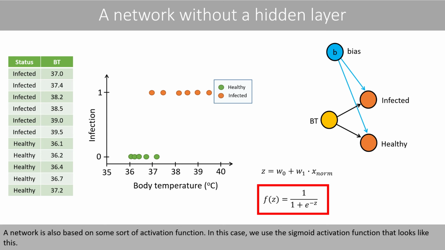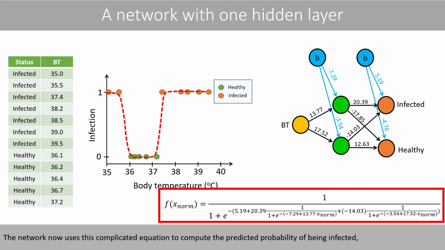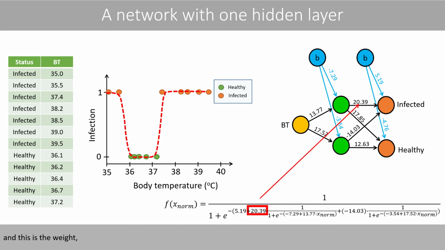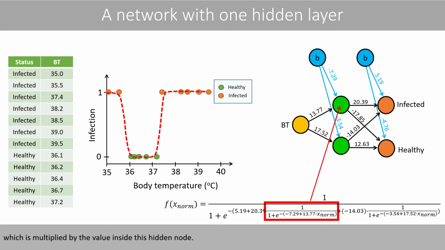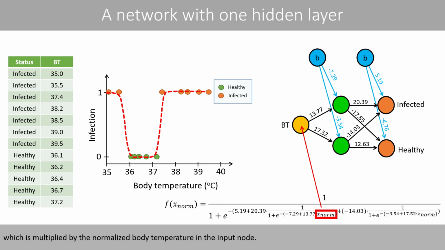If we add a hidden layer with two hidden nodes and train the network based on this data, we might obtain the following weights. The network now uses this complicated equation to compute the predicted probability of being infected, where this value is the bias weight for this output node, and this is the weight which is multiplied by the value inside this hidden node. The value inside this hidden node is determined by this bias weight, and the weight which is multiplied by the normalized body temperature in the input node.